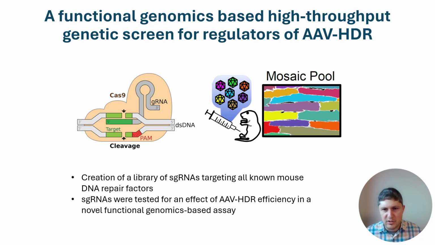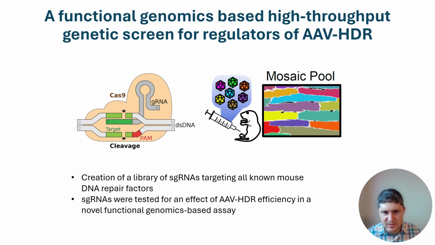Okay, so to understand the mechanism of this genome editing approach, we set out to develop a functional genomics-based high-throughput forward genetic screen for regulators of the process. And this approach, again, uses CRISPR-Cas9 to create targeted DNA double-strand breaks. These breaks will primarily be repaired by non-homologous end joining, which creates small loss-of-function mutations within the target genes.